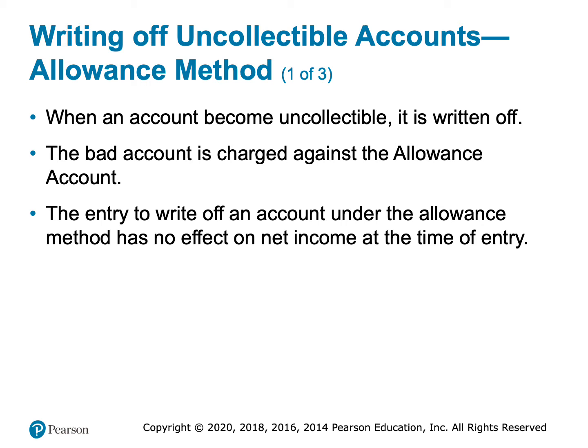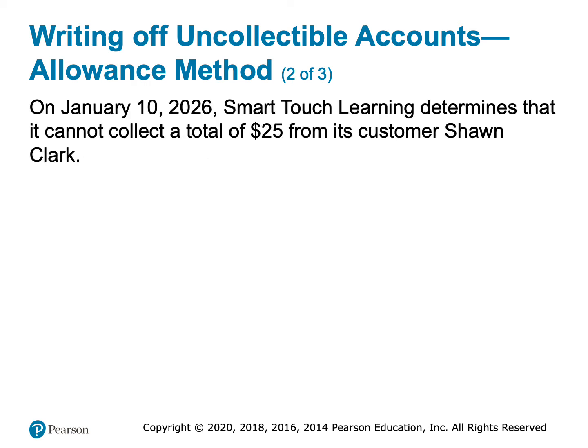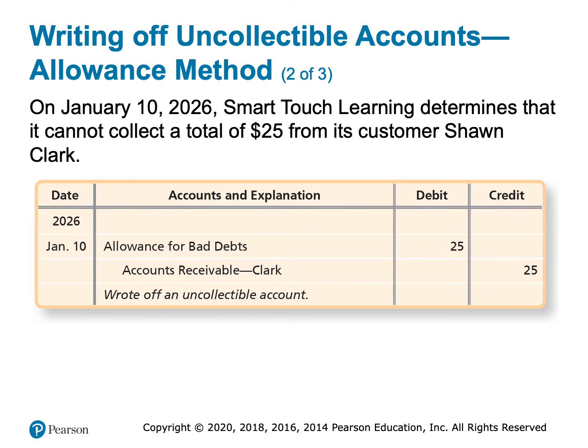Now, when you write off the account, we need to credit accounts receivable to take the account off of our books. But I'm also going to debit the allowance account. Remember, the allowance is the estimate of what I'm not going to collect. So if I'm writing this customer off, they're no longer an estimate. I know I'm not going to collect their money. So here we're told that customer Sean Clark, for whatever reason, we've decided to write off his account of $25. So I'm going to credit his accounts receivable and I'm going to debit allowance for bad debts.